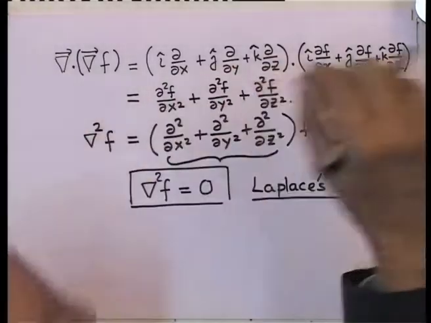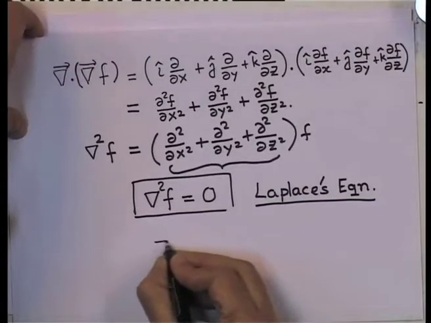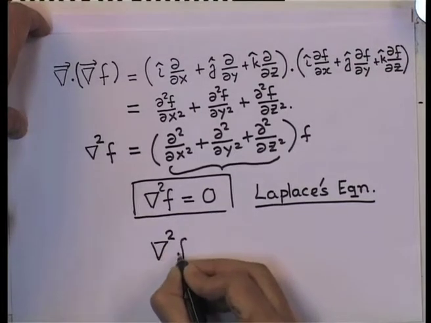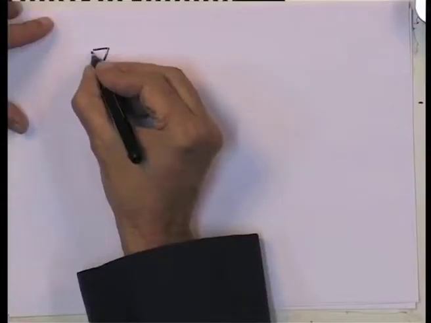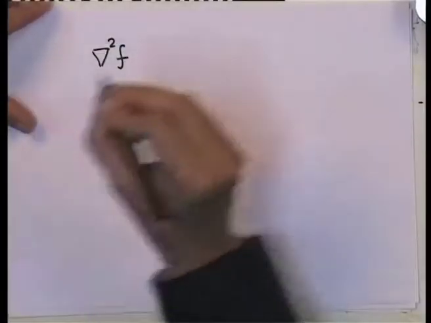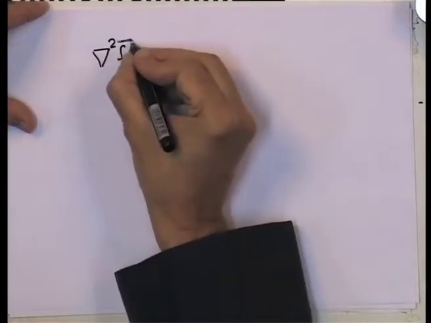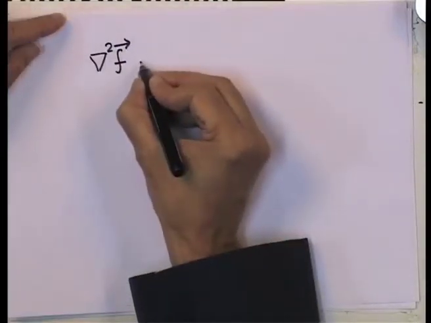So, we have seen what is del square of a scalar function. Now, is it meaningful to write del square of a vector function? This is really some sort of a notation, if you like. Del square is del dot del. So, obviously, a gradient of a scalar makes sense. But when we write del square of f, this is f as a vector. This is a shorthand notation for 3 quantities.